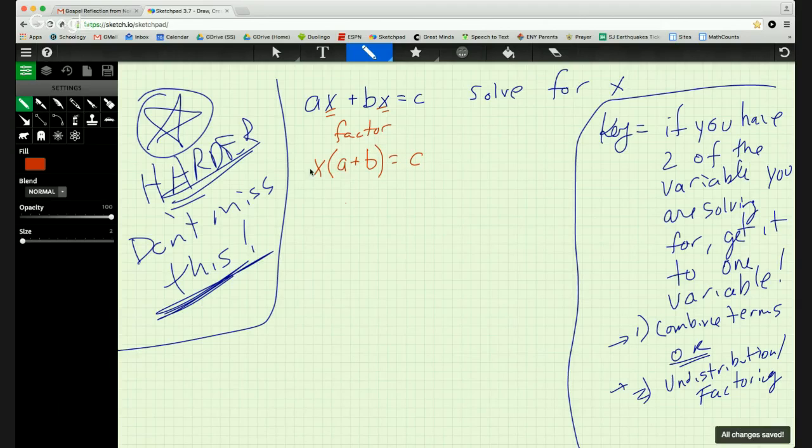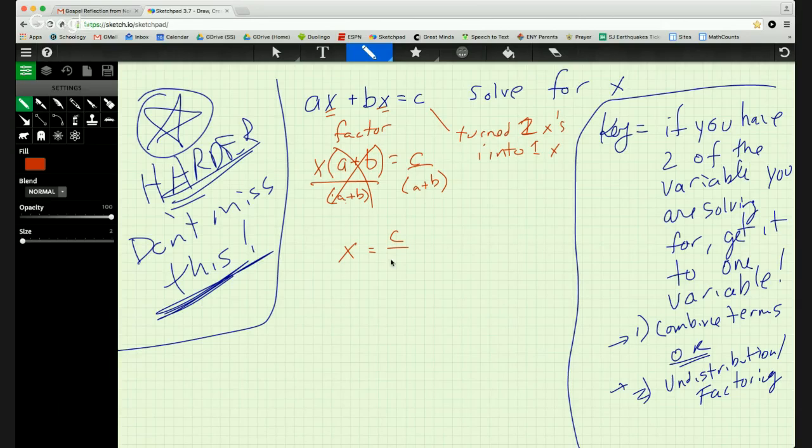And now neatly we've turned 1 x, 2 x's, into 1 x. So now we can conveniently just divide both sides by a plus b. That cancels, and we get x equals c over a plus b.